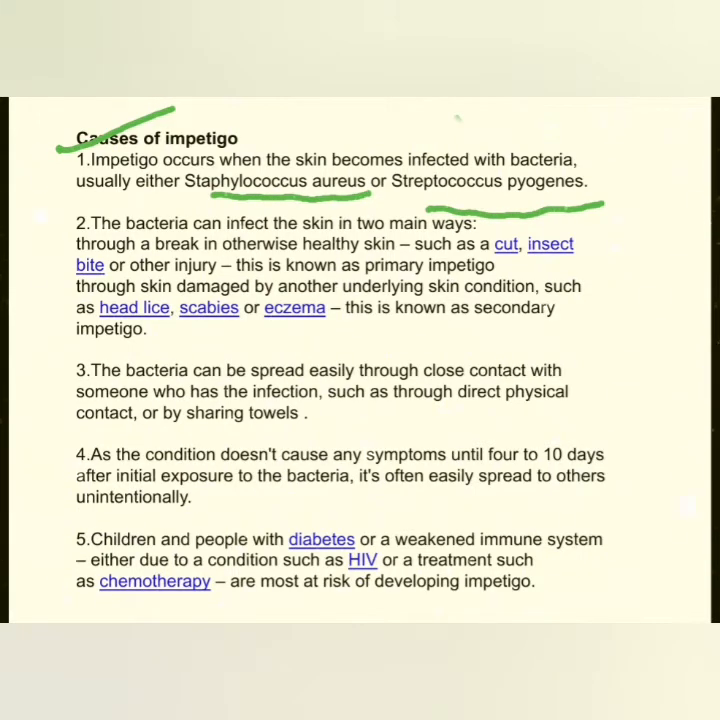The bacteria can spread easily through close contact with someone who has the infection, such as direct physical contact or by sharing towels. As the condition doesn't cause any symptoms until 4 to 10 days after the initial exposure to the bacteria, it's often easily spread to others unintentionally. Children and people with diabetes or a weakened immune system, due to conditions like HIV or chemotherapy, are at more risk of developing impetigo.